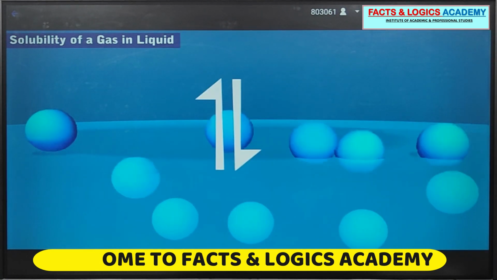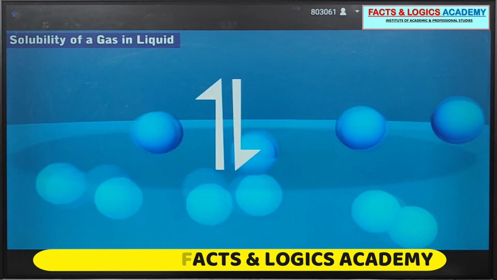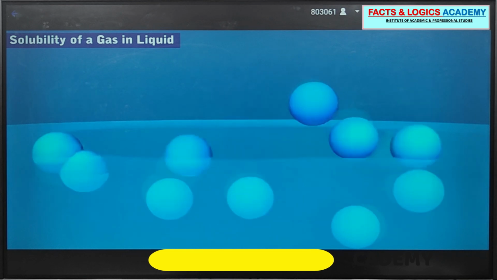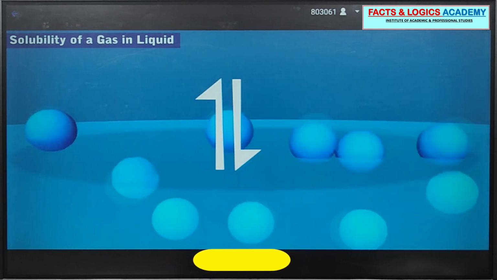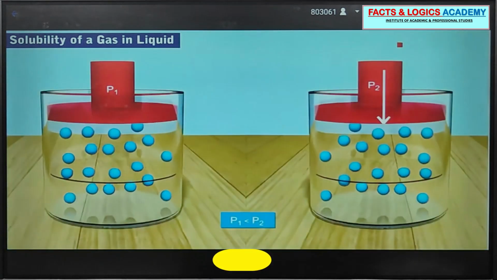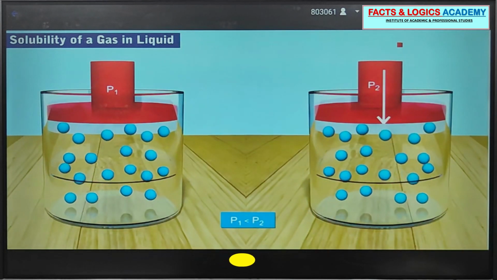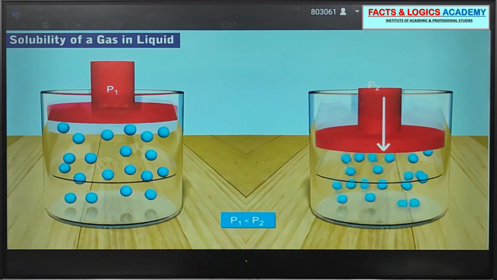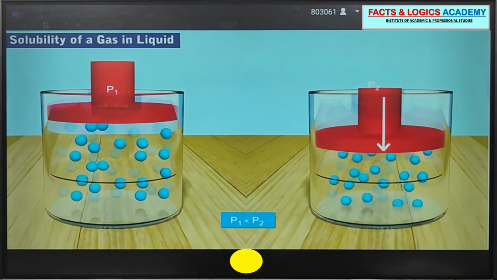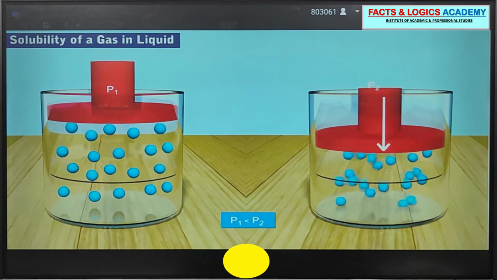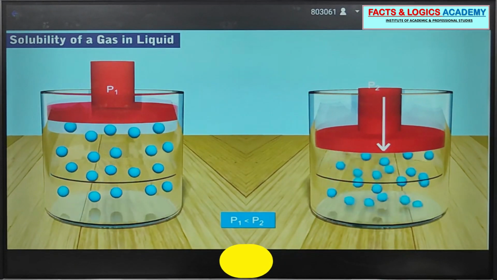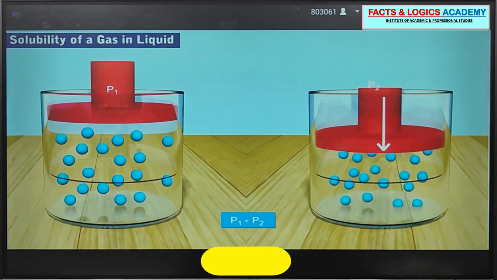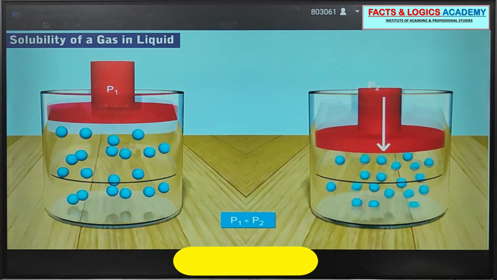At equilibrium, the rate at which gaseous solute molecules escape the solution equals the rate at which the molecules re-enter the solution. An increase in pressure results in more molecules of the gas striking the surface of the liquid and entering the solution in a given time. Therefore, at high pressure, more gas dissolves in a given volume of liquid than at low pressures.